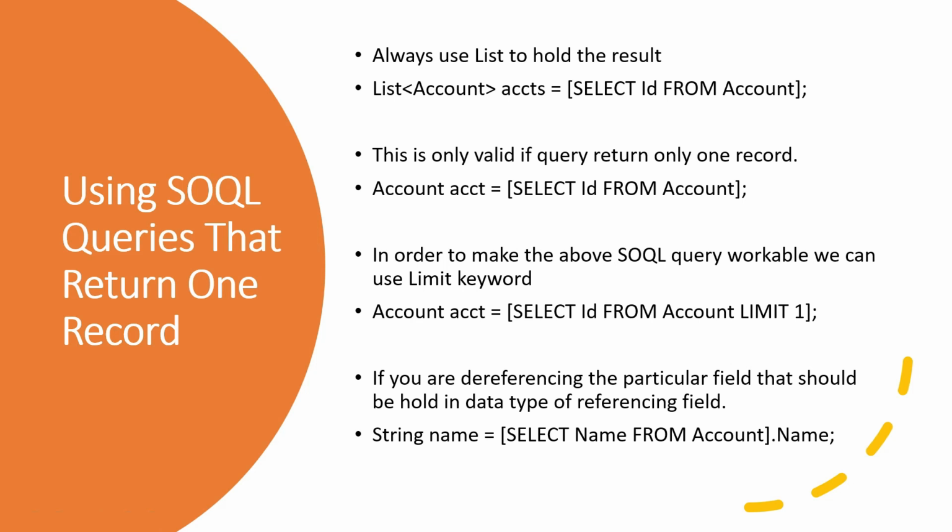Using SOQL queries that return one record. Whenever we want to hold the result of a SOQL query, always use a list to hold the result. So in the example, select Id from Account, we are using a list of Account to hold the result, and we have given the variable name as accts. This is the second example.